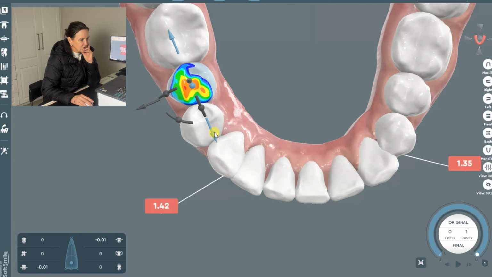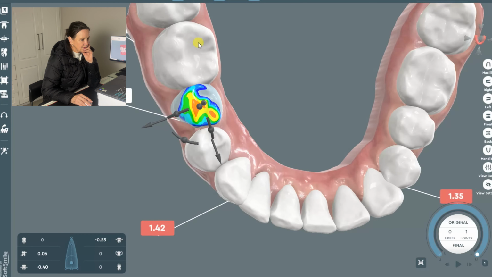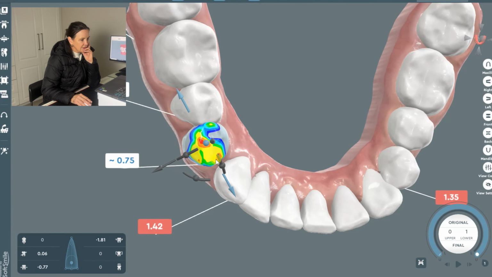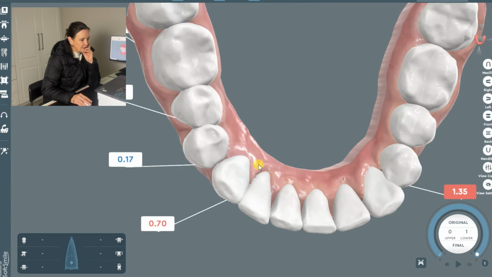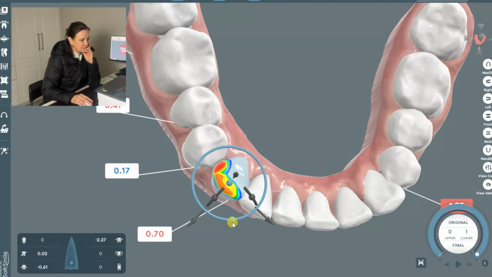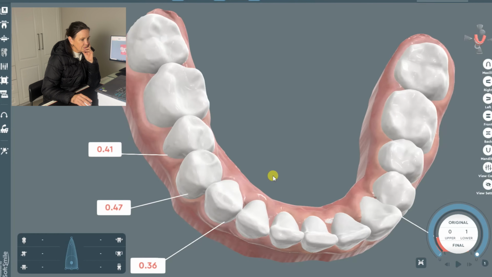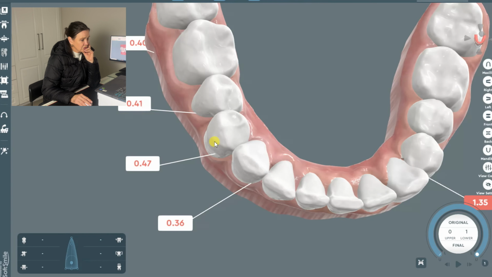1.5, let's just go for a 0.4 and a 0.4 and 0.4. And I actually still have some 0.36, which is too much.